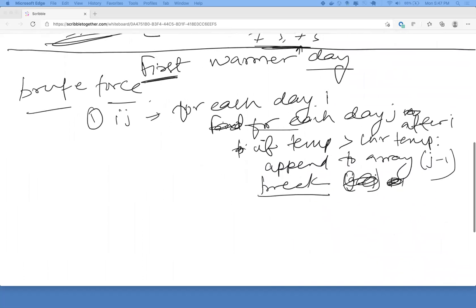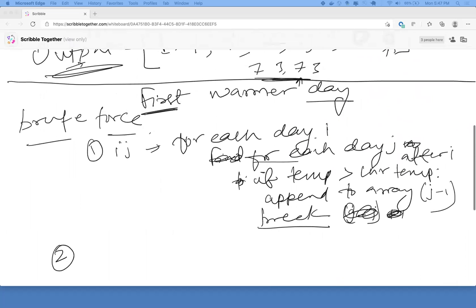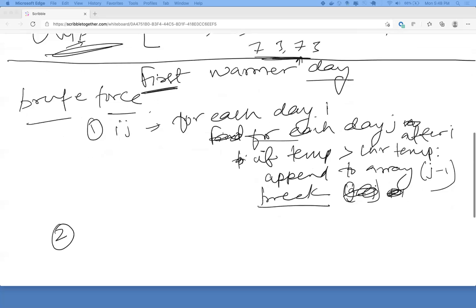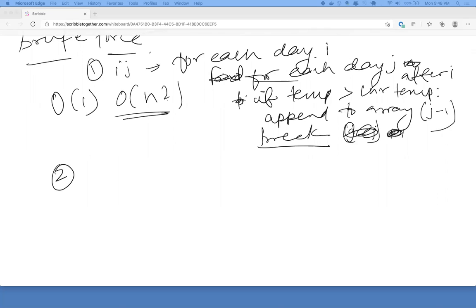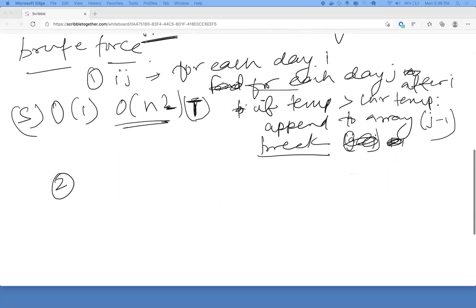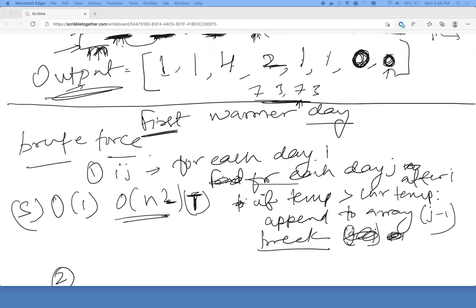Right? Okay. Now, for the first one, the space would be O of 1. The time would be O of n squared, because you have two loops, right? So this is space, and this is your time. Is that clear to everyone? I think this is pretty clear.